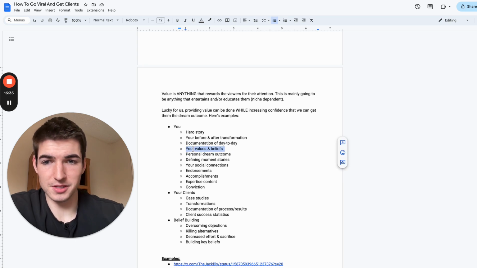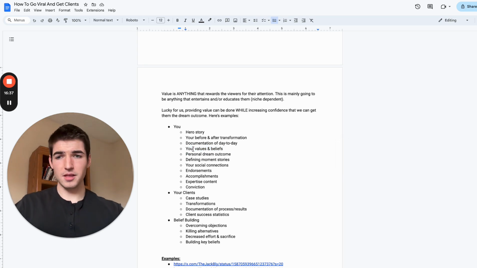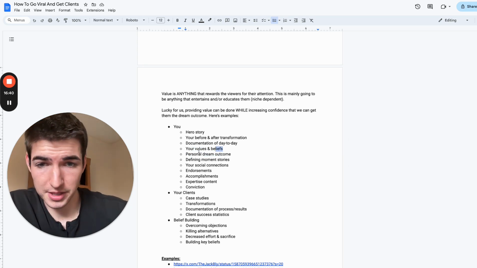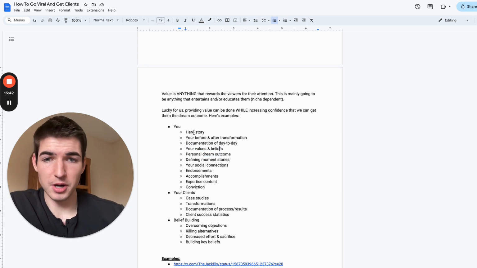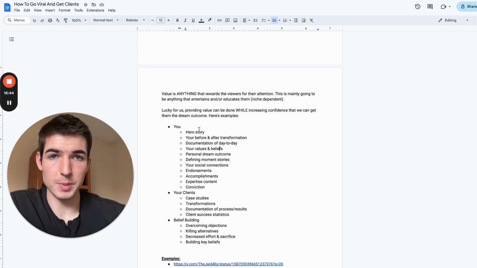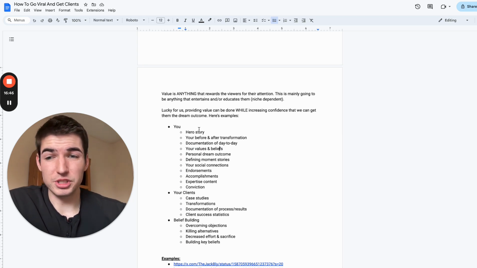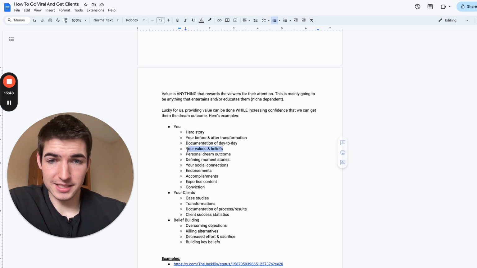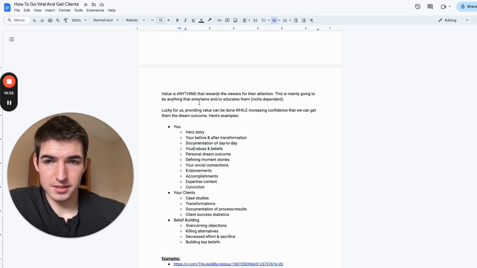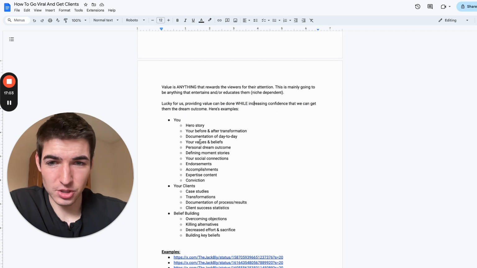Your values and beliefs. This is an interesting one. A lot of people don't do this. They don't share their values and beliefs in their content. You keep it all very vanilla and very focused on your niche, which you obviously need, but you need this other stuff as well. You need this connection. If you share your values and beliefs, it's entertaining, but it also builds massive confidence because you're not a robot. You're not just some AI thing. You become human when you do this. And so it builds more trust in you, more belief, more confidence.